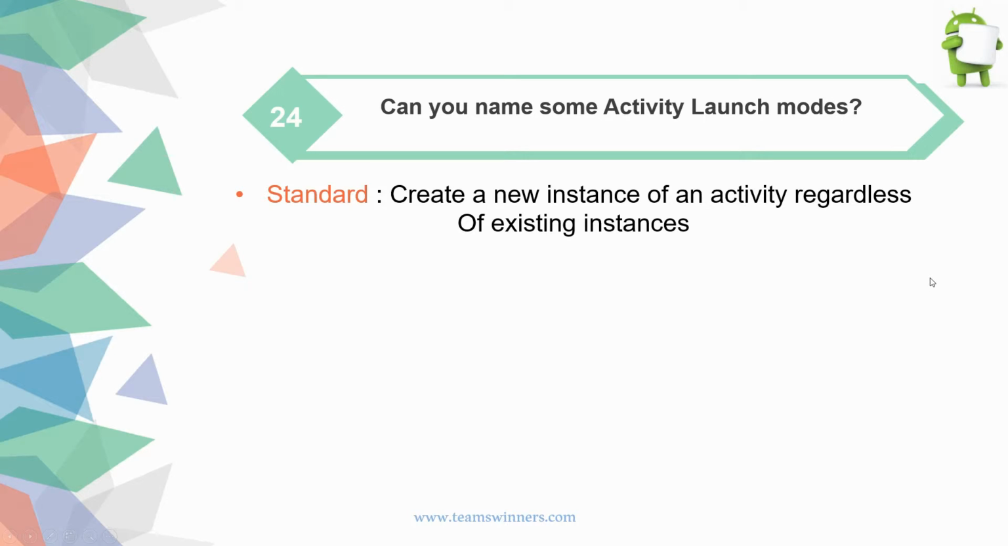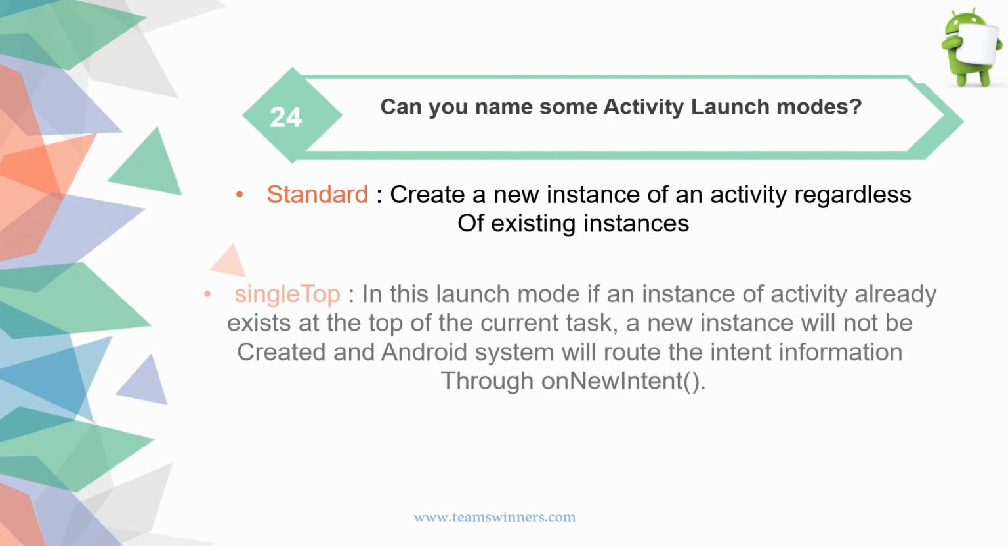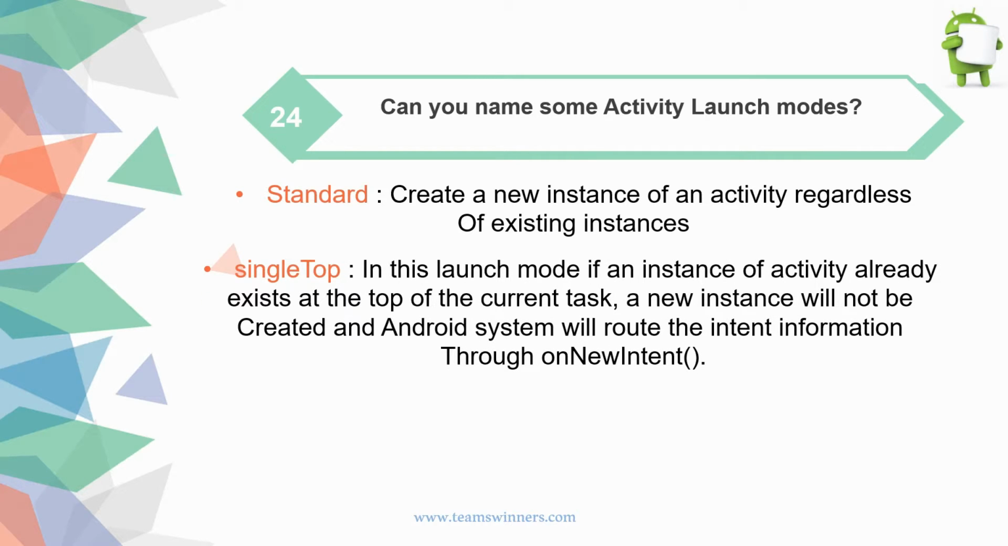Standard: create a new instance of an activity regardless of existing instances. Second, singleTop: in this launch mode, if an instance of the activity already exists at the top of the current task, a new instance will not be created, and the Android system will route the intent information through onNewIntent.